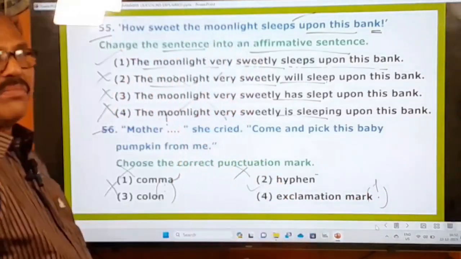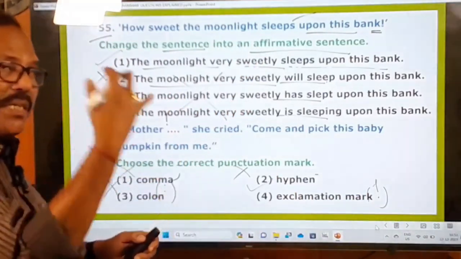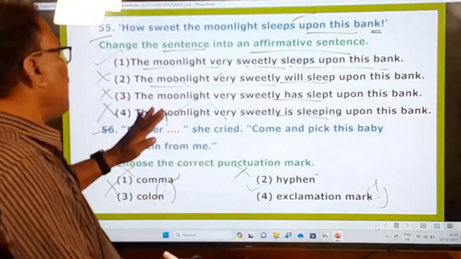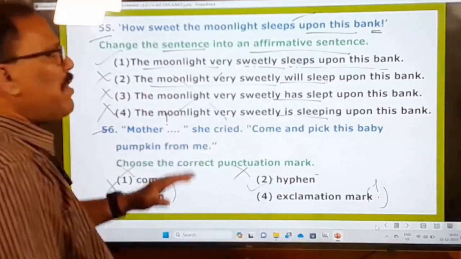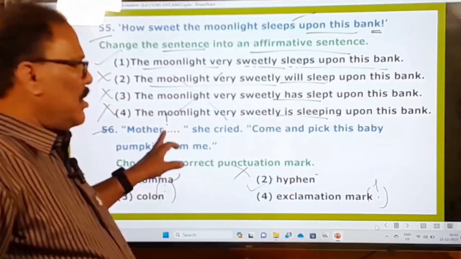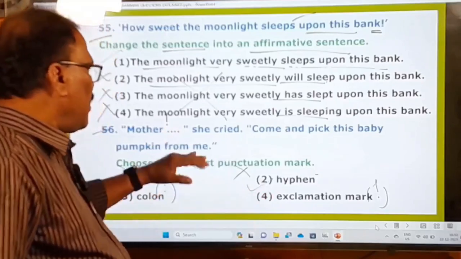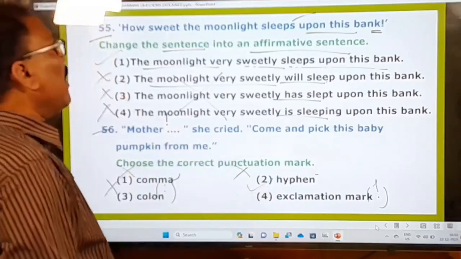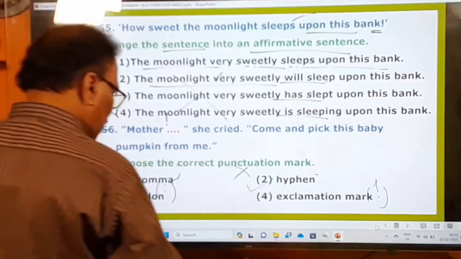"Mother," when you say that, an exclamatory mark must be used there. "Mother, come and pick this baby pumpkin from me." When you say this, you must use an exclamatory mark. So here that is the only right punctuation mark to be used there. Okay, now let's move on to the other questions.